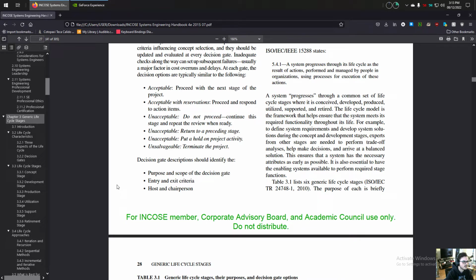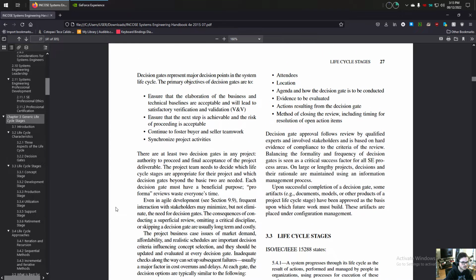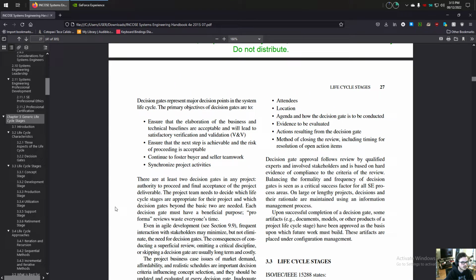Decision gate descriptions should identify the purpose and scope of the decision gate, entry and exit criteria, and host and chairperson. They should also describe attendees, location, the agenda and how the decision gate is to be conducted, evidence to be evaluated, actions resulting from the decision gate, method of closing the review, including timing for resolution of open action items. Decision gate approval follows review by qualified experts and involved stakeholders and is based on hard evidence of compliance to the criteria of the review.